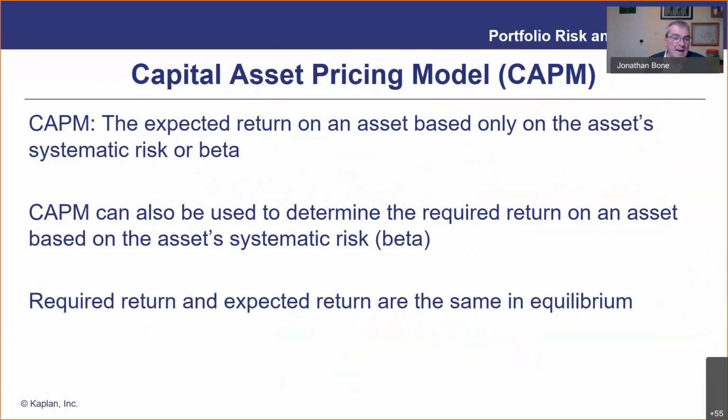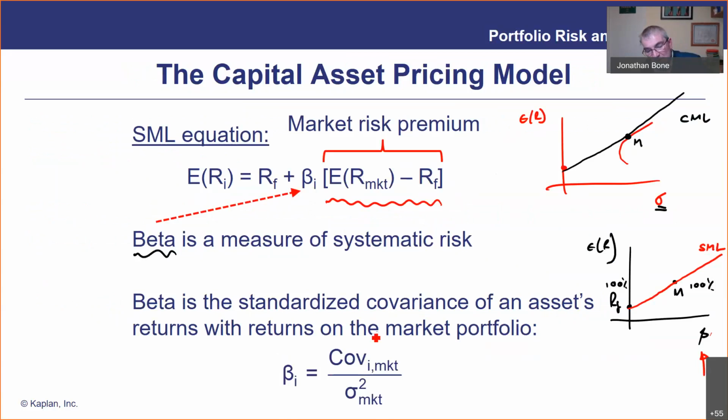So therefore, CAPM gives you the expected return on an asset based only on the asset's systematic risk as captured by our standardized measure of systematic risk, which of course is beta. And again, on the previous slide, there you go. This, remember, is the unstandardized measure of systematic risk. Take the covariance of the stock against the market, divide by the variance of the market, and you've got your beta.